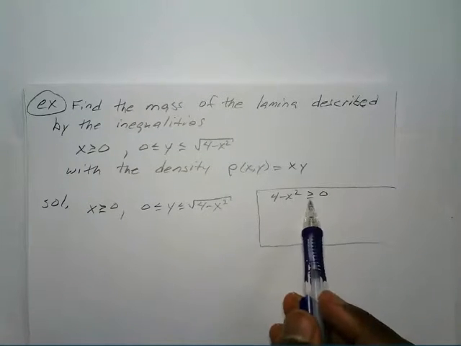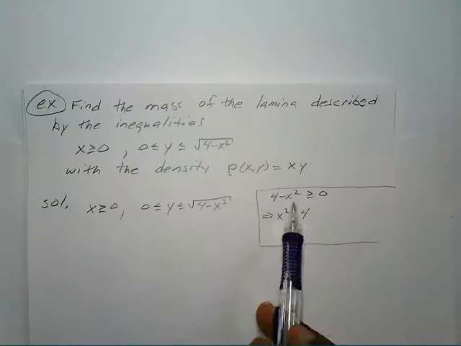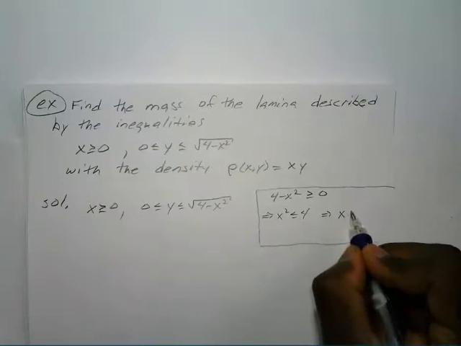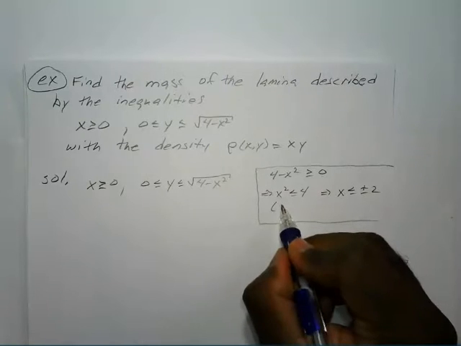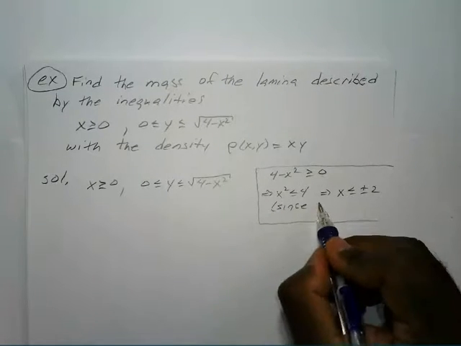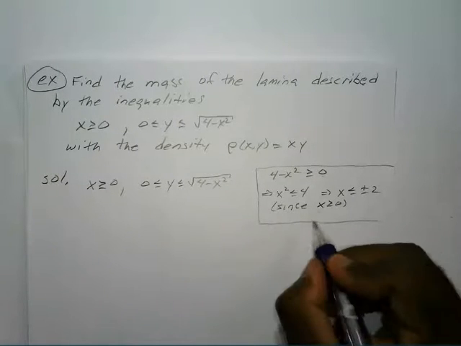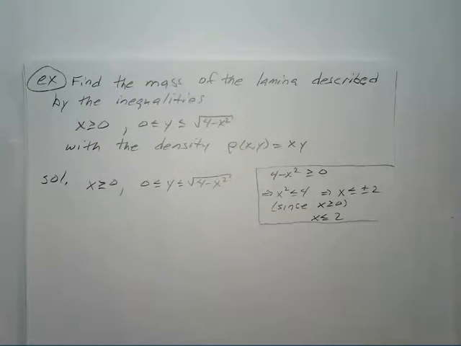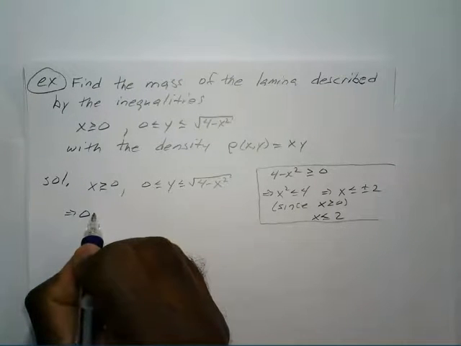If you add x squared on both sides, I'm just going to flip it around. x squared has to be less than or equal to 4. Or 4 is greater than or equal to x squared. Same thing. If we solve this, we have x is between negative 2 and positive 2. But since x is greater than or equal to 0, we know that x is less than or equal to 2. So that turns this into x is between 0 and 2.